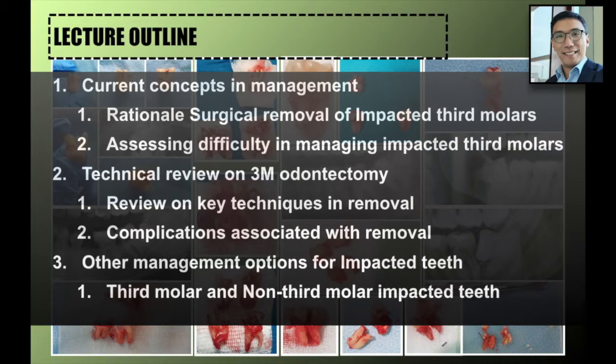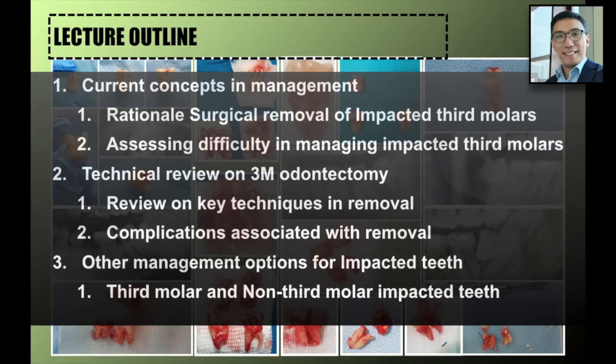That includes the rationale of surgical removal of impacted third molars, assessment of difficulty in the managing of impacted third molars. Part 2 is a technical review on the third molar odontectomy procedure that would pass on the key techniques of its removal as well as complications with its removal. And lastly, part 3 would be other management options for impacted teeth. This includes third molar and other non-third molar impacted teeth.